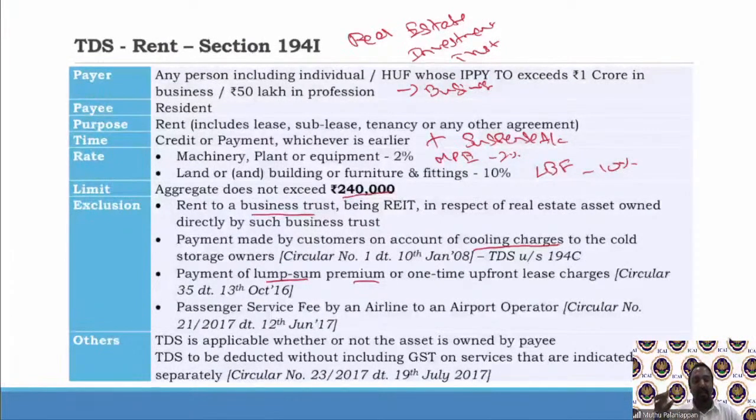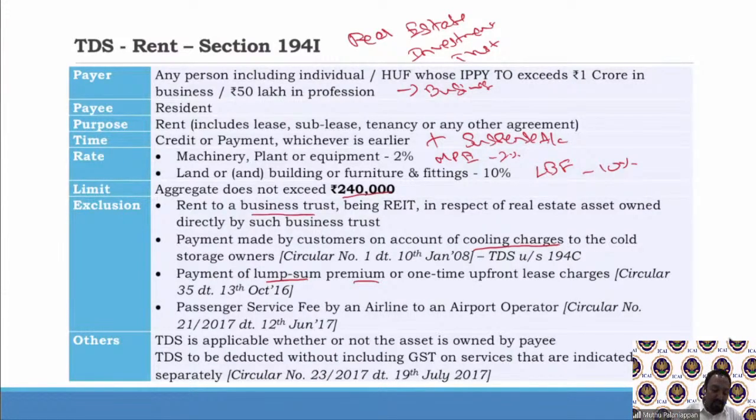So if there is any one-time payment made for this real estate and other things, then the upfront lease charges, it is not covered under 194I. So whatever is there as one-time upfront lease charges, there is a small thing here. Typically, whatever is refundable, the deposits, the rental deposit and other things, it is not actually tax deductible. So one-time upfront lease charges is actually not tax deductible.